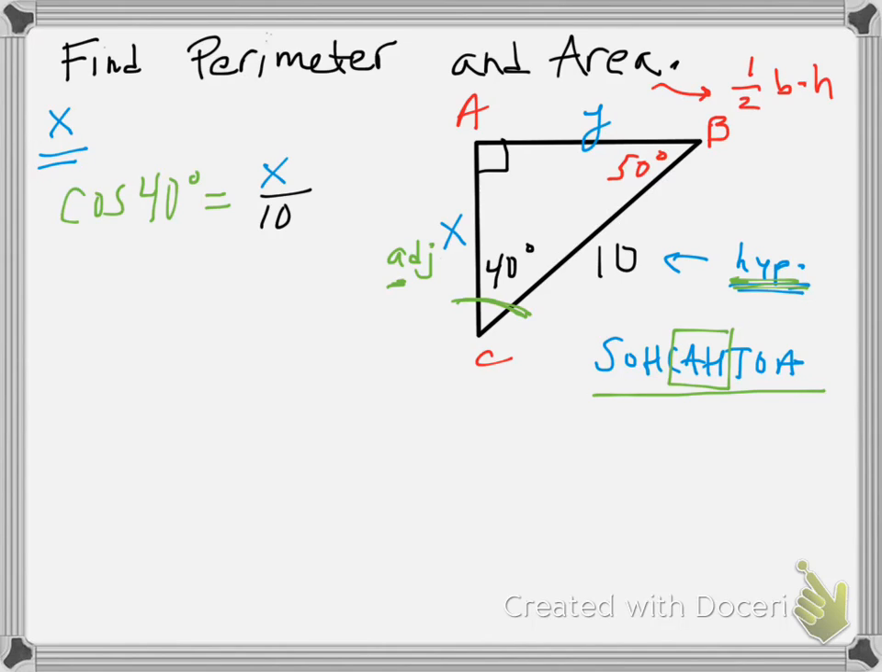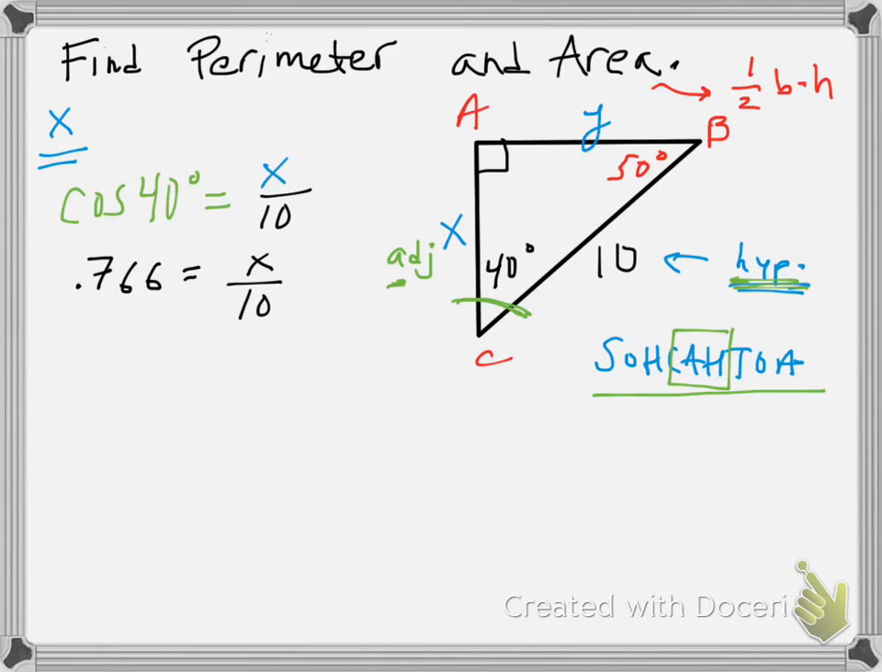Alright, so cosine of 40, simply look it up in a trig table if you're doing it the old-fashioned way like we looked in class, or do it in the calculator. Now you will need to make sure it's in degree mode. Cosine of 40, calculator tells me that that is 0.766. And that's equal to x over 10.